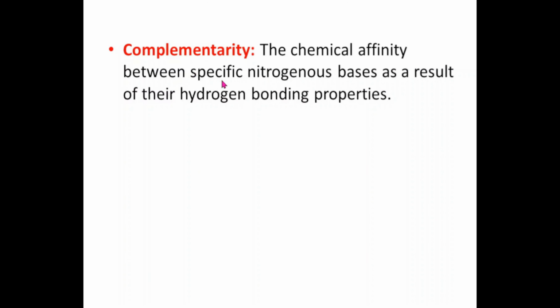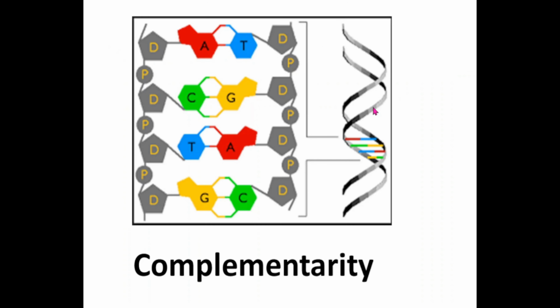So it is the chemical affinity between specific nitrogenous bases as a result of their hydrogen bonding properties. From where does this affinity, the interest of one nitrogenous base for the other, come? It is because of their hydrogen bonding property, based on their structure. This is complementarity: adenine with thymine, cytosine with guanine, thymine with adenine. Generally, AT and CG, simply, that we call complementarity.